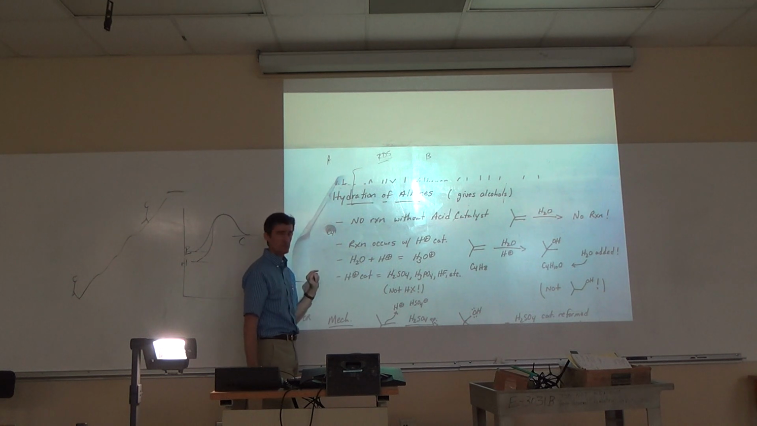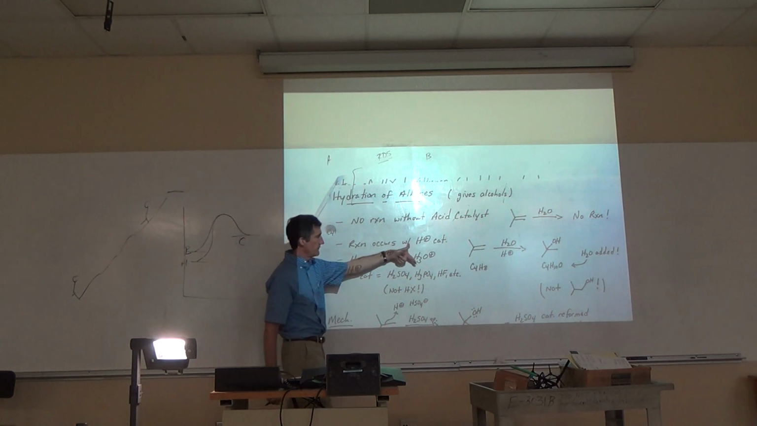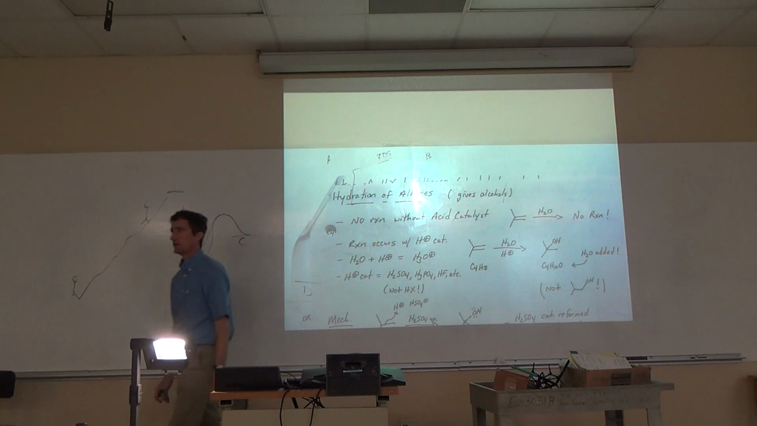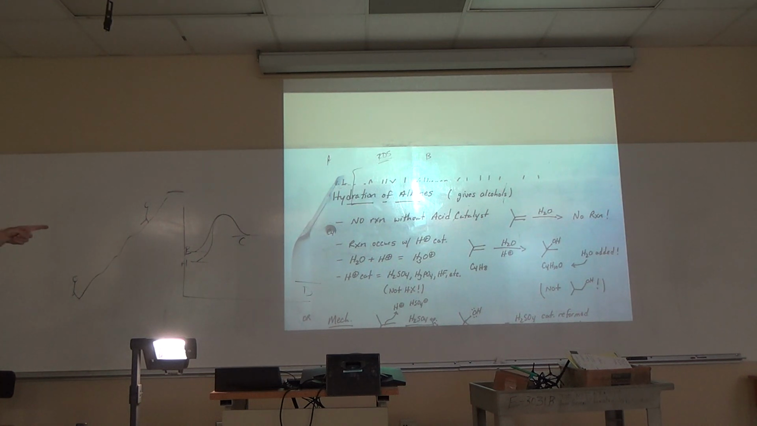What are sources or examples of strong aqueous acid? Sulfuric acid, phosphoric acid, or HF. Now, of those, only sulfuric is actually strong. But the others are strong enough for this reaction. I said HF. You would not want to use HCl, though, for this reaction.